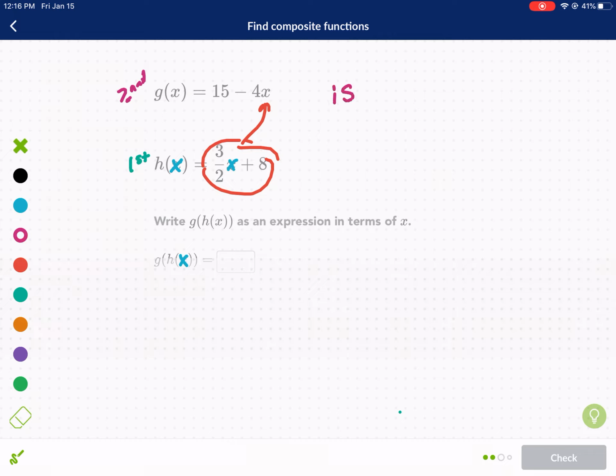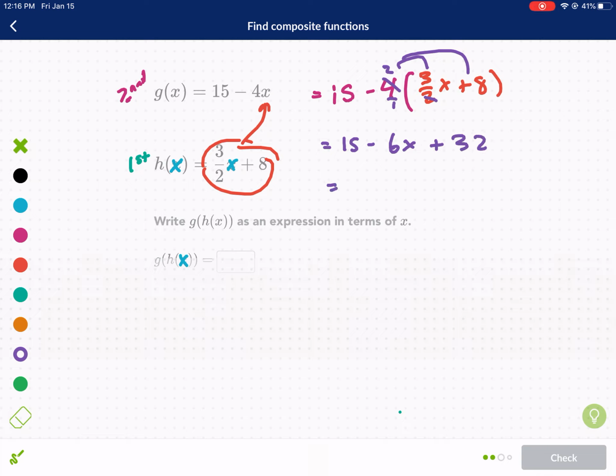So what does that become? It becomes 15 minus 4 times this whole deal. I'm going to write that in orange, 3 over 2x plus 8. Now what I'm going to do is distribute this, and I get equals 15 minus 4 cancels with the 2, but 2 is left for this first distribution, and we get 2 over 1 times 3 gives us 6x, and then the 4 times 8 for the second one gives us 32. So now we have 15 plus 32. That gives us, what, 47, and then minus 6x.